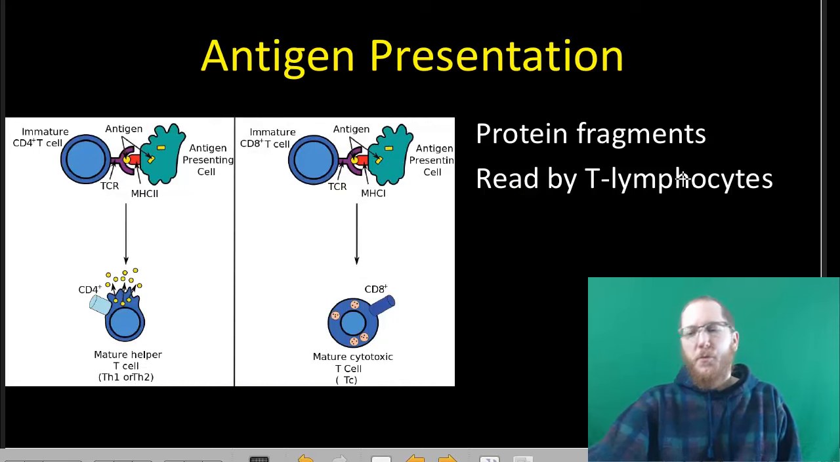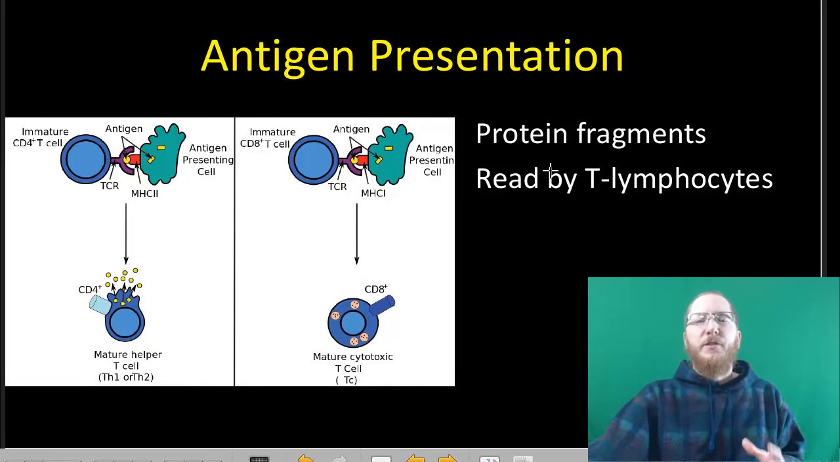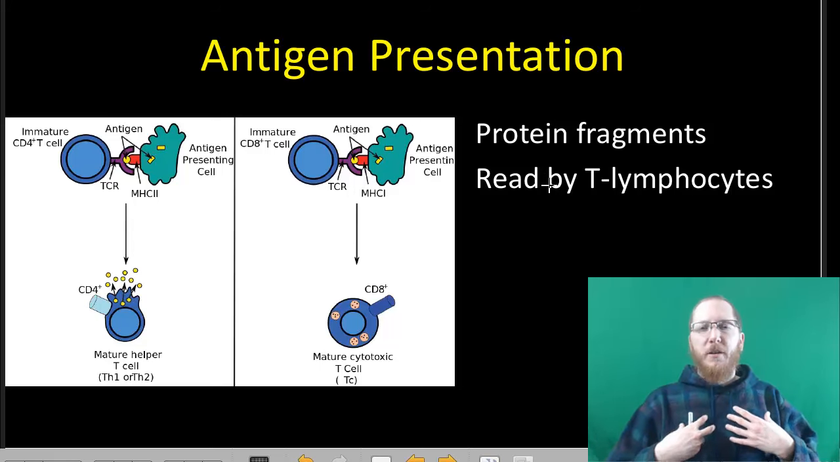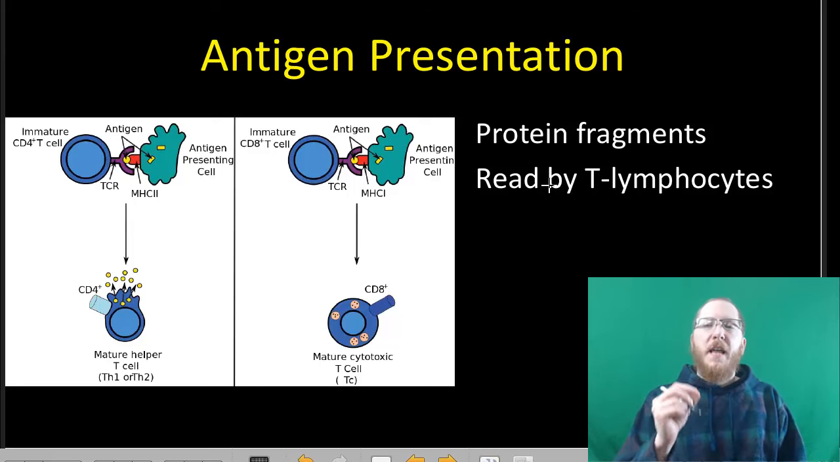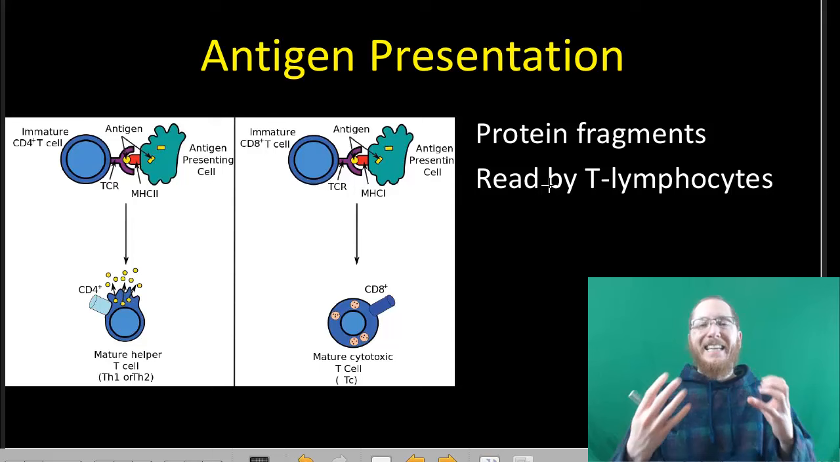Welcome back to chapter 43. So we left off talking about MHCs and how they determine what our cells are and what our cells are not, so we can identify our own cells. But there's another important thing that MHCs can do, and that's to present antigens.